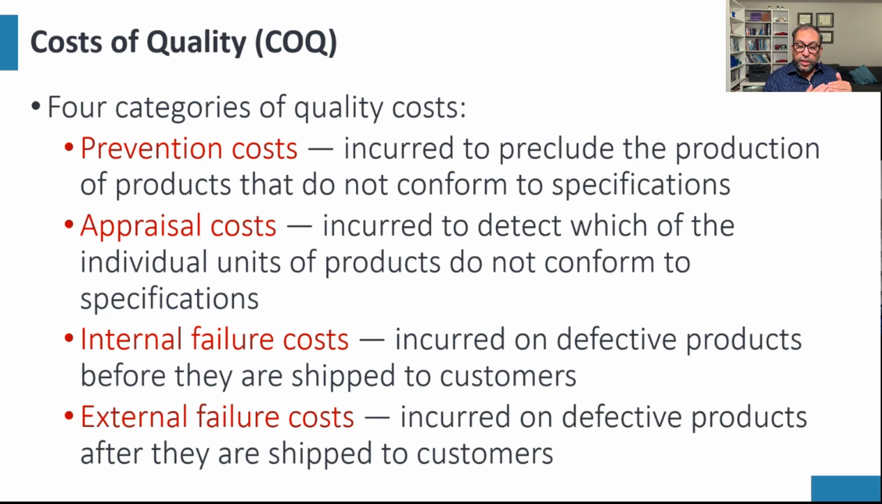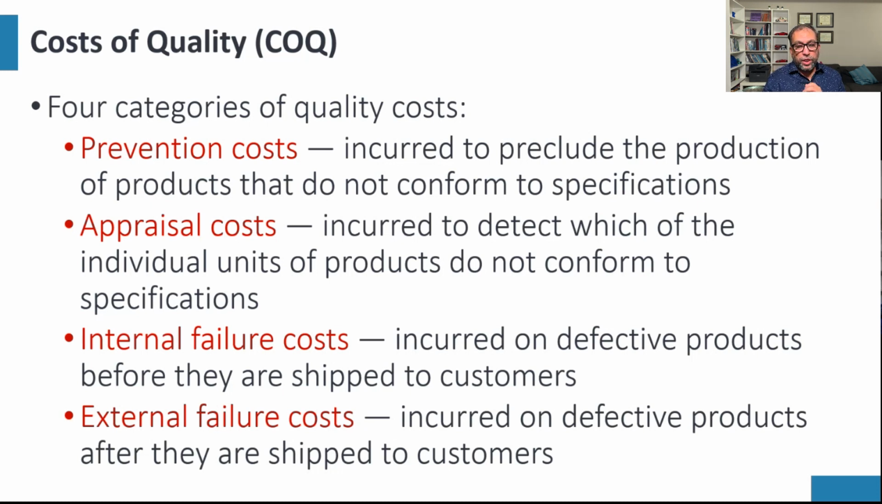That's prevention, that we stop producing a product which is not according to specification, or we can create a system so that the product does not deviate from the customer's demand. Appraisal cost: then after production there is another inspection, or we can say appraisal, incurred to detect which of the individual units of product do not conform to the specification.